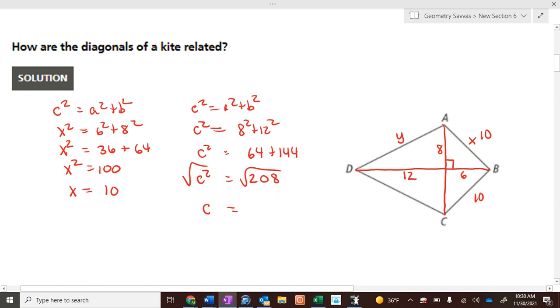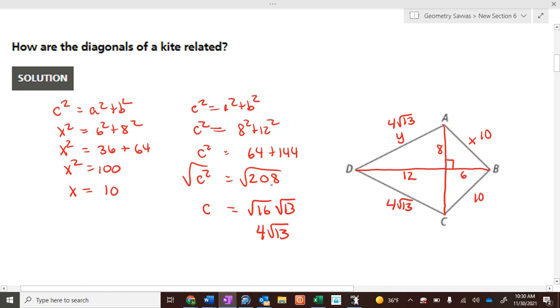It is some irrational number, 14.4 something. It's a non-repeating, non-terminating decimal. It never ends. So, does 16 go into 208 evenly? Somebody take 208 divided by 16. 13 times. So this is the square root of 16 times 13, or 4 square root of 13. The length of this is 4 square root of 13, officially in the math world.